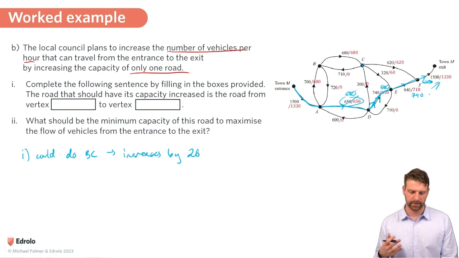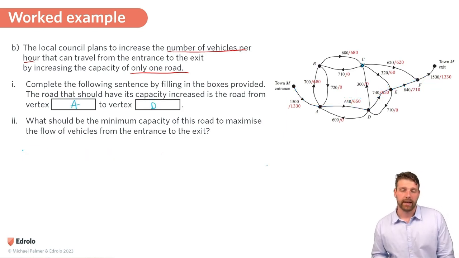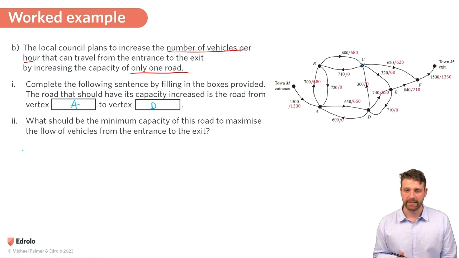And so that means that I could only increase BC by 20, and I've beaten it by increasing pipe AD. Because I know that the increase has to lie on that minimum cut, I can conclude that AD is the correct answer. So I've cleaned the answer up a little bit there. I've put in A to D. I've deduced that must be the answer, but I haven't yet deduced exactly how much I can increase it by. And that's the next part of the question.